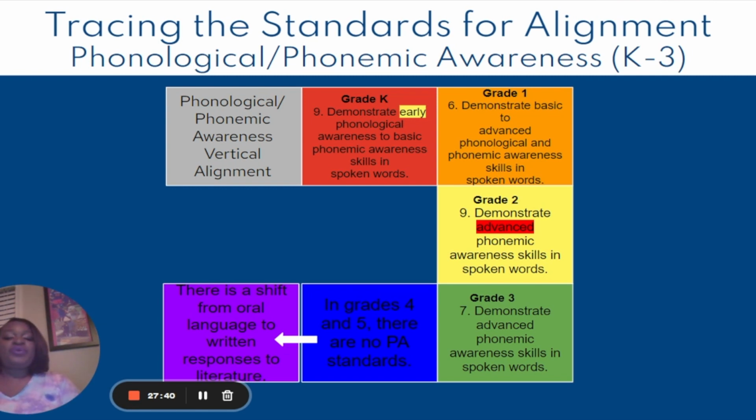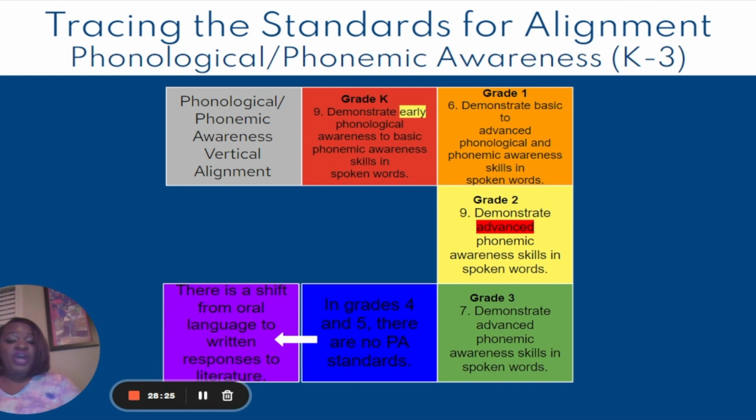Another thing that I wanted us to look at and compare is the terminology that we're seeing in the standard that we have traced. What are some things that we are noticing that is the same or different as the standard progresses from one grade level to the next? From kindergarten to first grade, with the standard that we are tracing, I noticed the word early for this particular standard in grade K. Demonstrate early phonological awareness to basic phonemic awareness skills in spoken words.